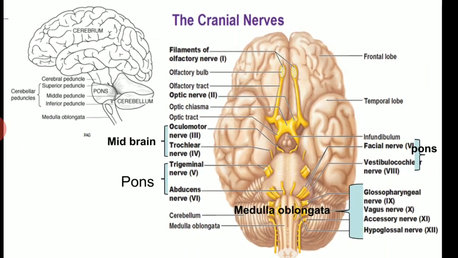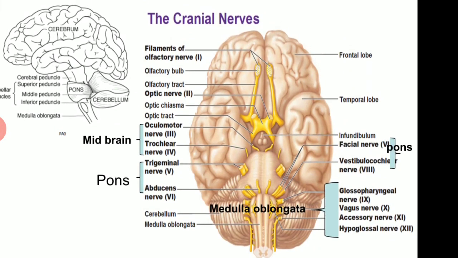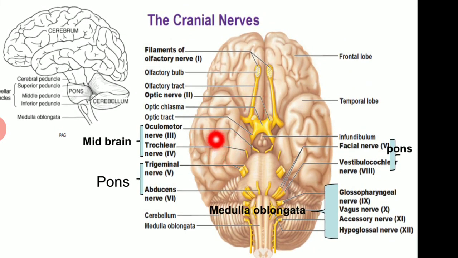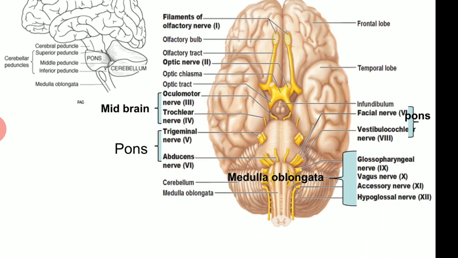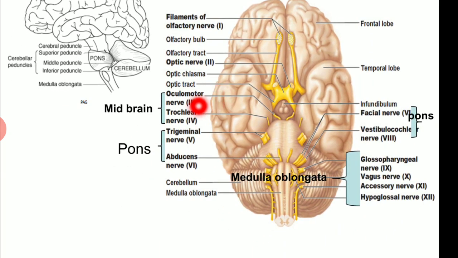And here you can see in this picture the origin of cranial nerves. Okay, so olfactory nerve, from this filament of olfactory nerve, olfactory bulb, then optic nerve. So this is the optic chiasma. From here there is origin of the second cranial nerve. Then you can see here from midbrain there is origin of third, fourth, meaning oculomotor and trochlear.